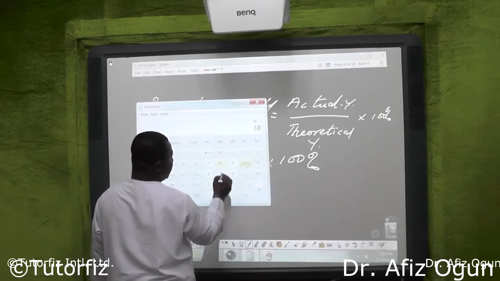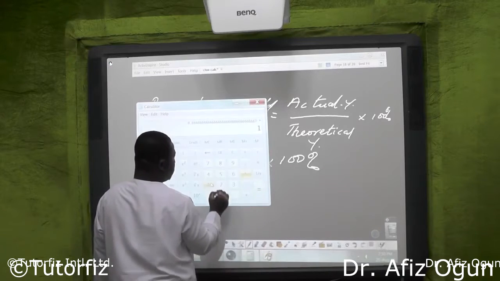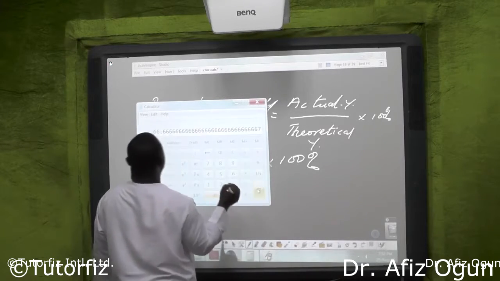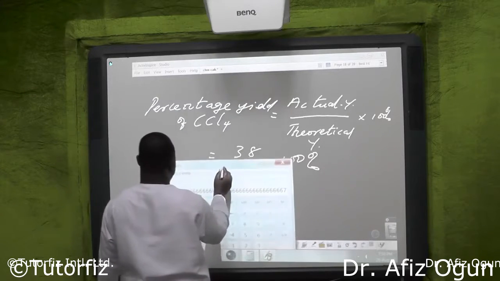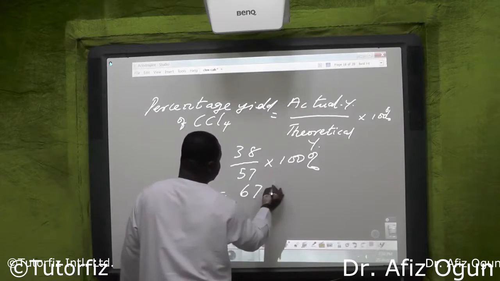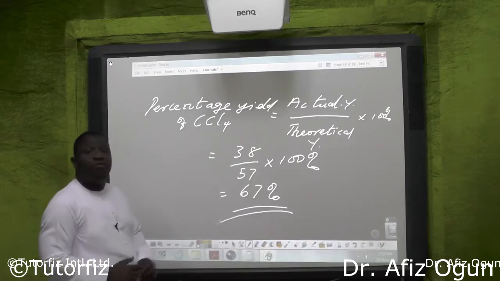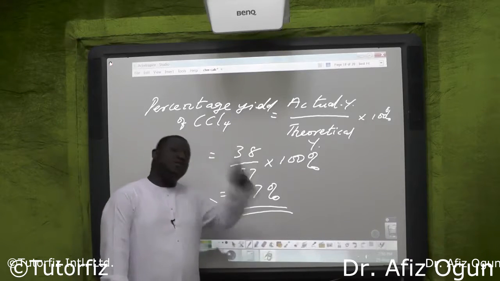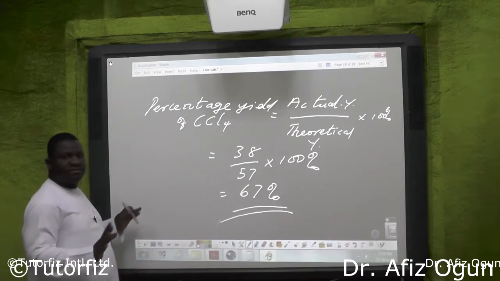38 divided by 57 multiplied by 100. 66.6666, that's about 67%. So our answer is 67%. So this is our yield. You see, we will always get lower. We cannot get 100% yield.